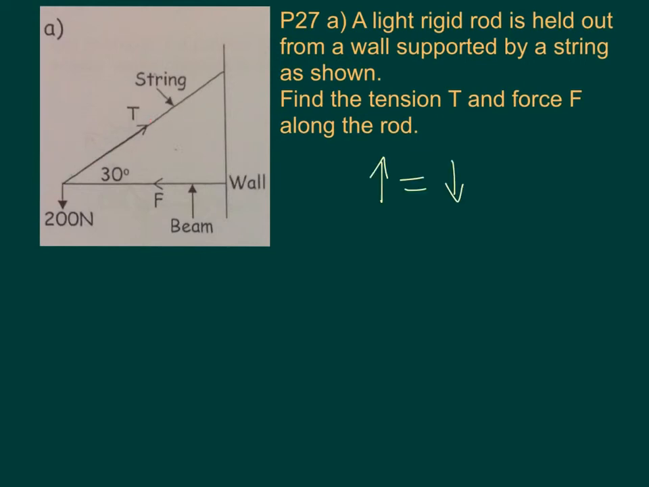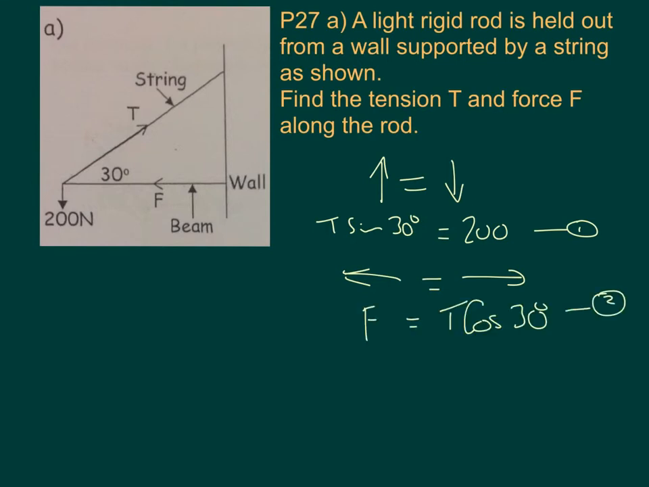Resolving vertically, we have a vertical component of the tension, vertical component of that acting up, and the 200 is the only force acting down. So we get T sine 30 equals 200. We'll call that equation 1. And there's horizontal equilibrium as well, so forces out to the right will equal forces to the left. To the right we've got F, and to the left we've got a horizontal component of T here, T cos 30.